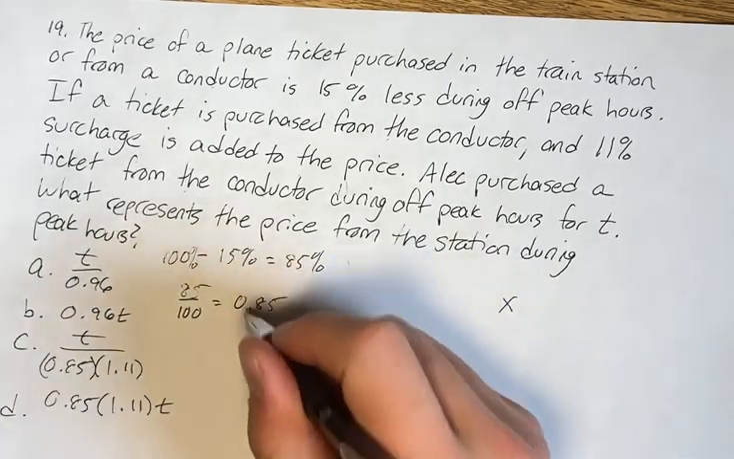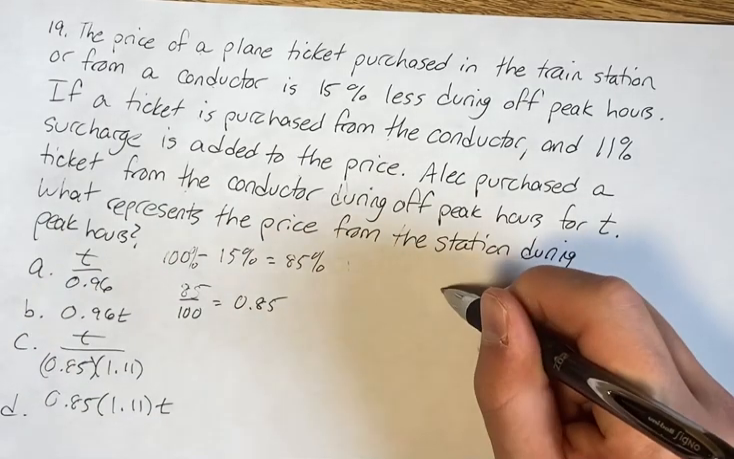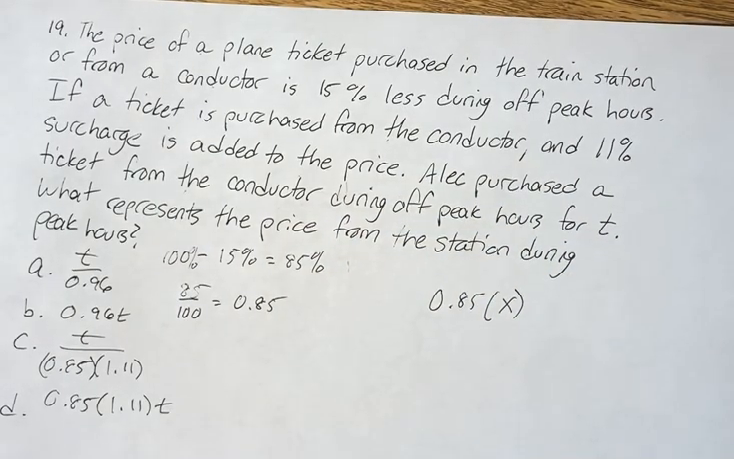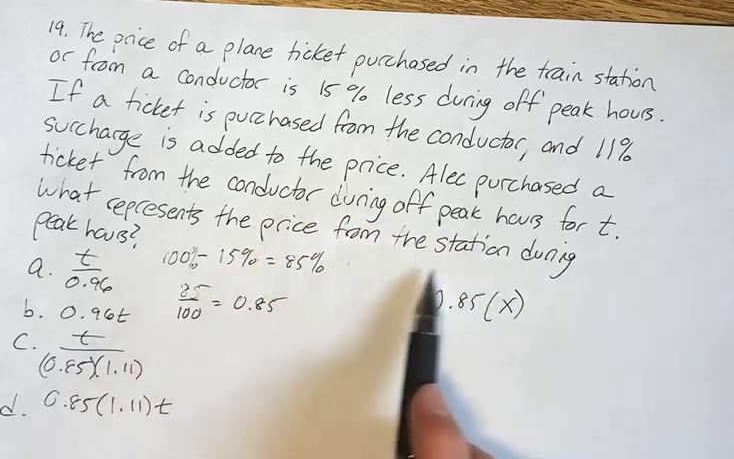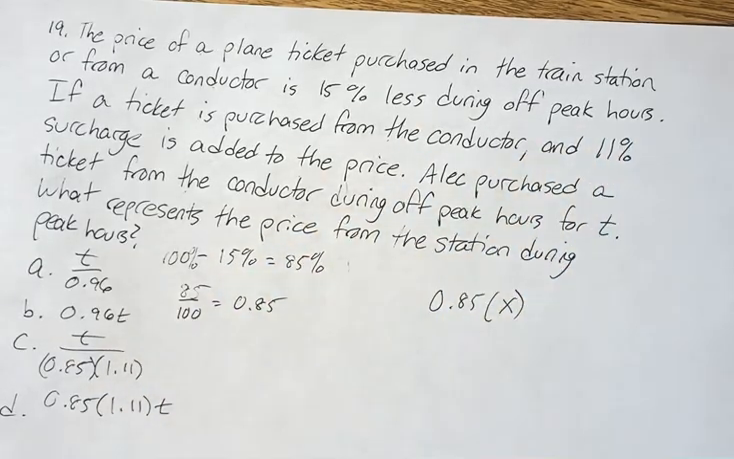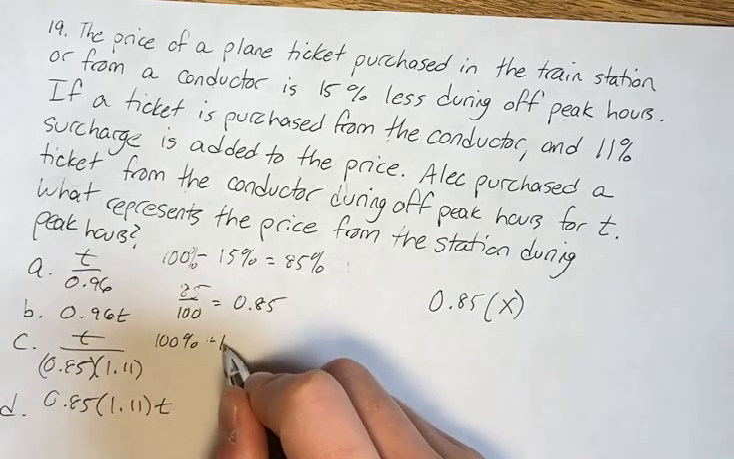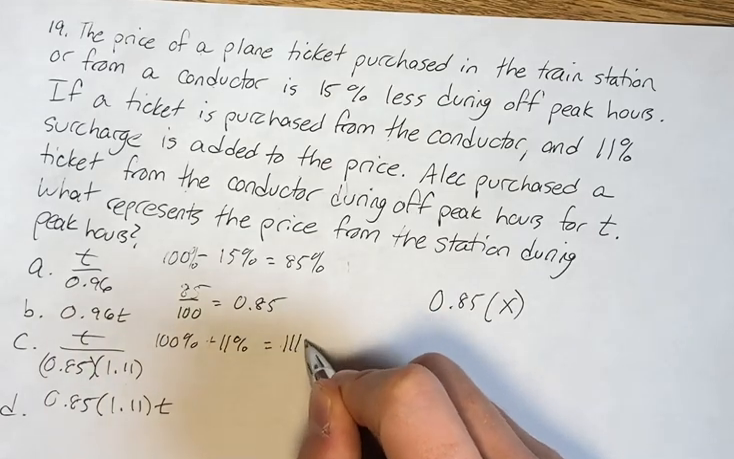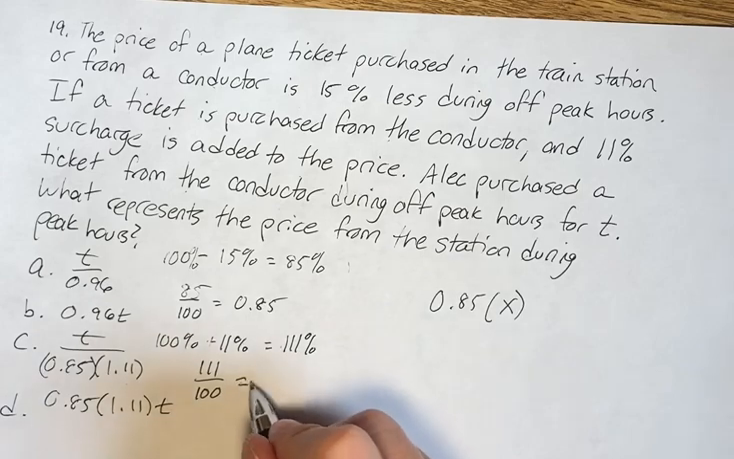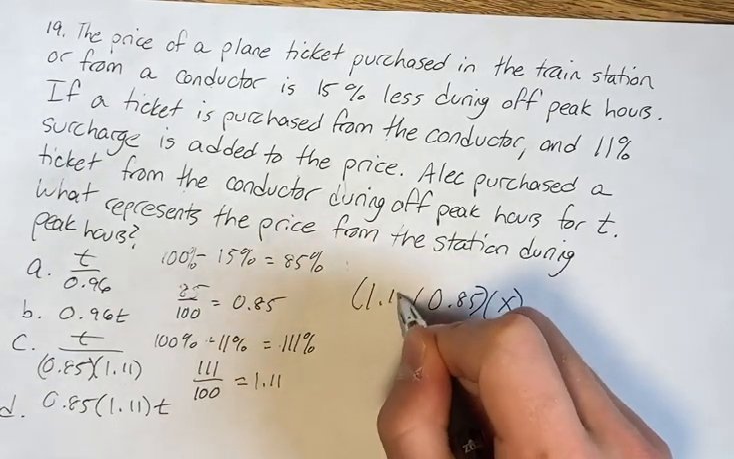So X times 0.85 will get the value of the ticket during off-peak hours. However, we're also told that this X value is talking about a ticket from the station. This T ticket is from the conductor, so an additional 11% surcharge has to be added. So this is 100%, not minus, but plus 11%, which is 111%. Again, a number out of 100, so 111 out of 100 is 1.11. So you have to multiply this by 1.11.